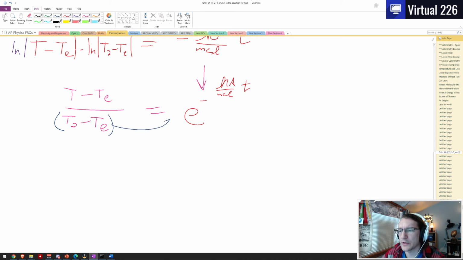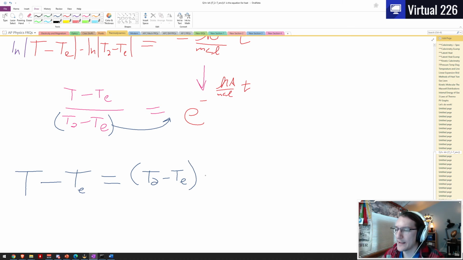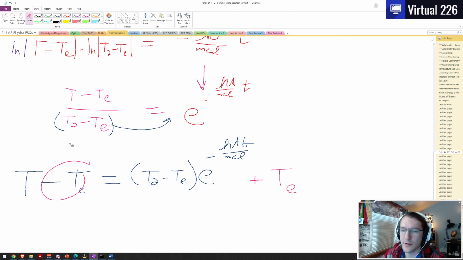I can take this quantity, multiply it over in front. So I now have T minus T environmental equals the difference in temperatures where it began, T2 minus TE. So this is like the initial starting point, times e to the minus KAT over MCL. And then I'm just going to add this environmental temperature in at the end. And this will give me temperature as a function of time.